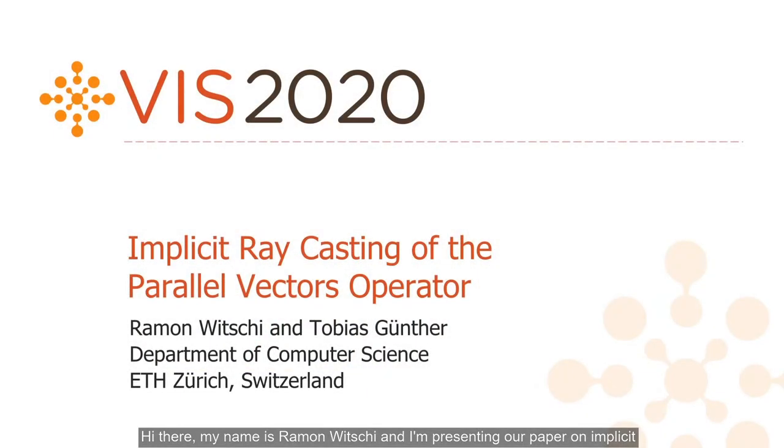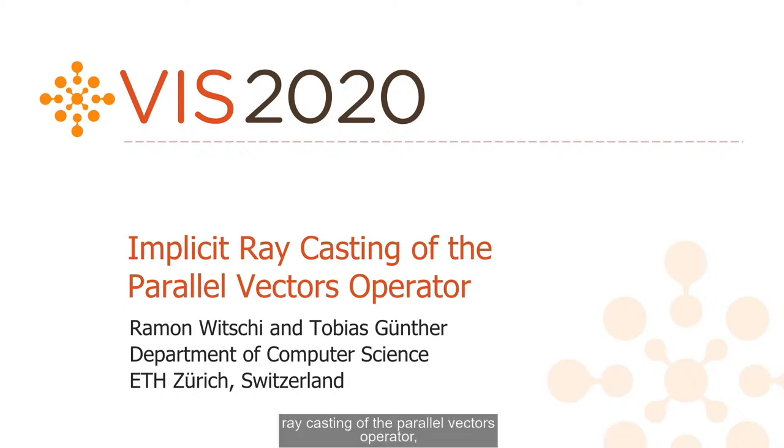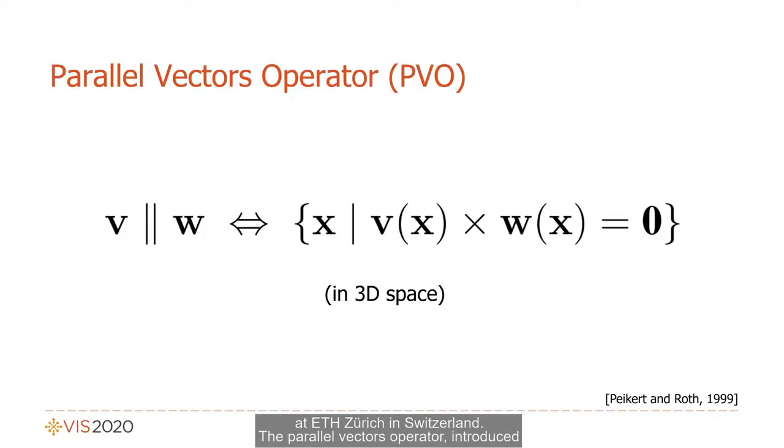Hi there, my name is Roman Vici and I'm presenting our paper on implicit raycasting of the parallel vectors operator, co-authored with Tobias Günther. We are from the Department of Computer Science at ETH Zurich in Switzerland. The parallel vectors operator introduced by Peikert and Roth is a very versatile formalism that, given two vector fields V and W, gives us back the set of solutions where those two vector fields are parallel. In 3D space, this boils down to where the cross product of the two vector fields is equal to zero.